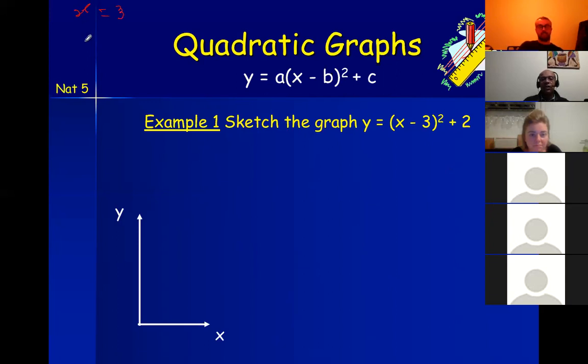And then, what we said, the turning point is when x equals 3, y equals 2. So (3, 2) would be my turning point. What else? When x equals 0, I'm going to find what we call the intercept. So negative 3 times negative 3 is 9. 9 plus 2 is 11. So I've got quite a few points. I've got the minimum turning point here, and I've got the y-intercept here.